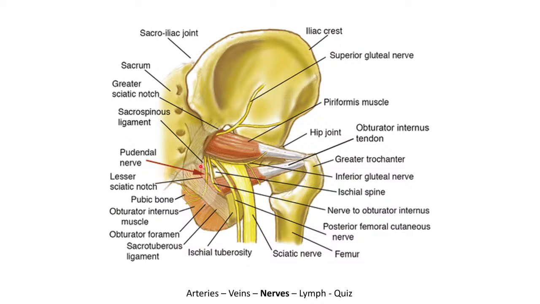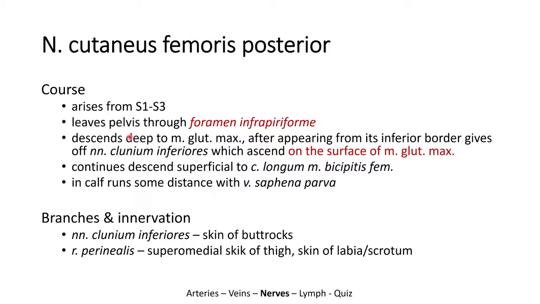next week. Then we have nervus cutaneus femoris posterior. Nervus cutaneus femoris posterior arises from S1 to S3 and also leaves through the infrapiriform foramen. Another giveaway criterion to identify it is the nervi clunium inferiores. Those are nerves that will curve around the inferior surface of musculus gluteus maximus, and I will try to show that to you.